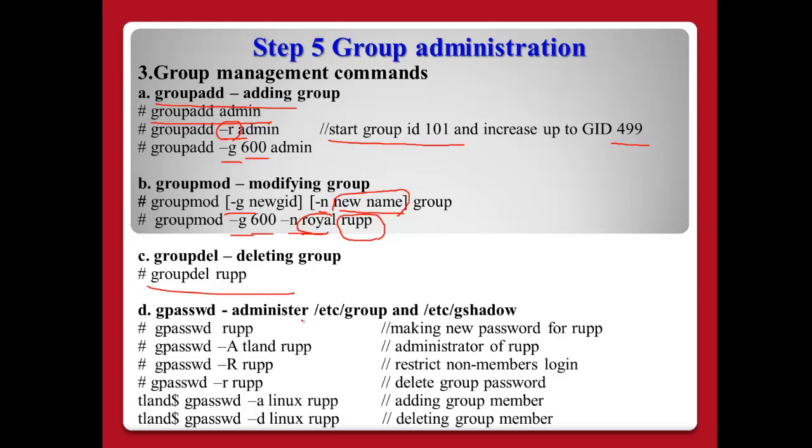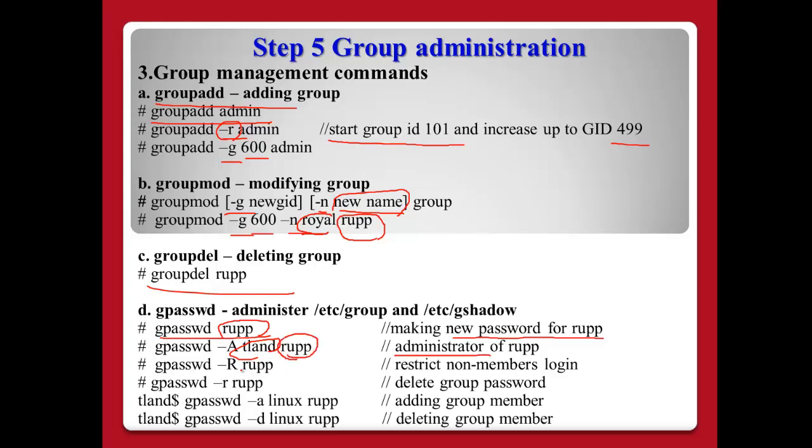D, gpasswd, administrator at the /etc/group and /etc/gshadow. First one, gpasswd ILPP. In this case, this is the group name. So in this case, the group ILPP will have a password. And gpasswd -A tilde ILPP. In this case, the username tilde will be administrator of this group.